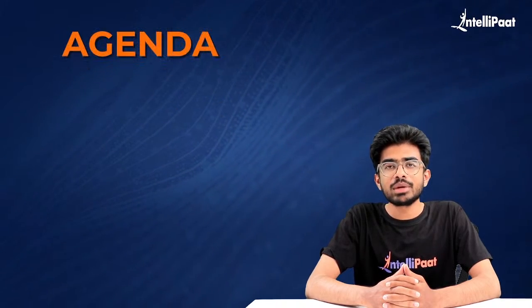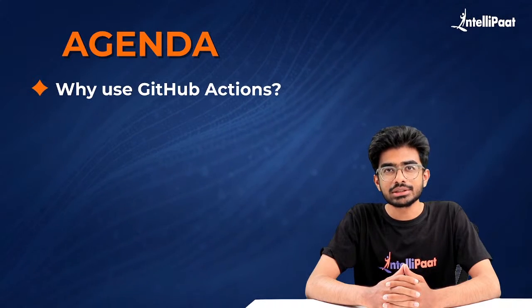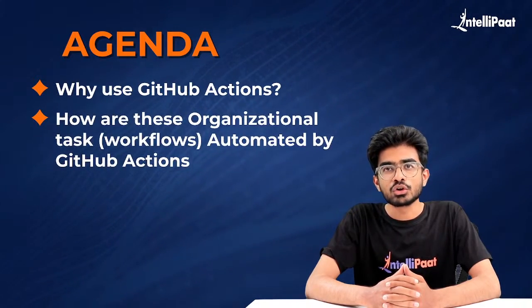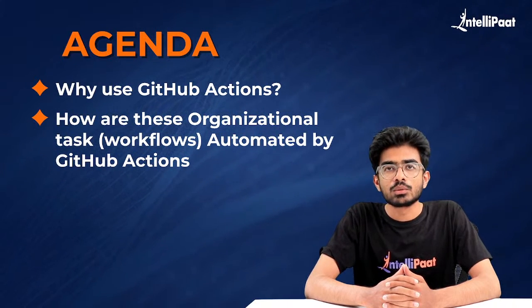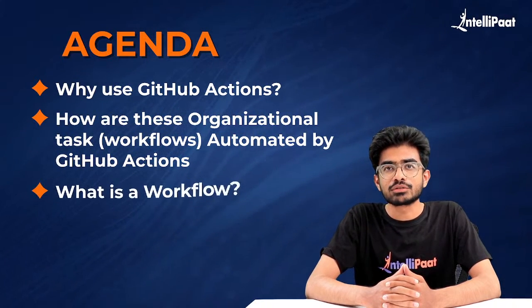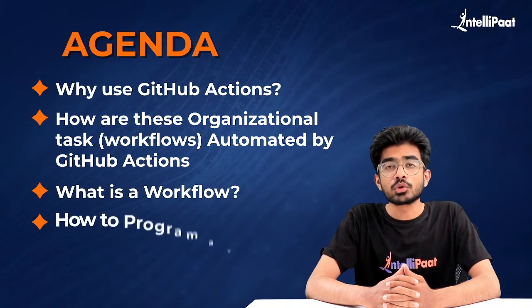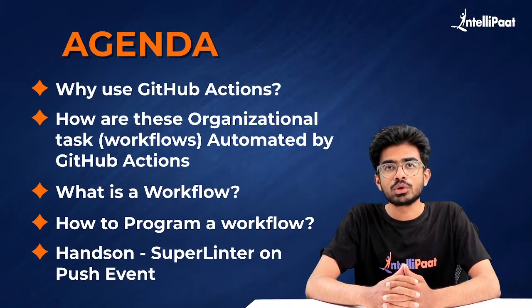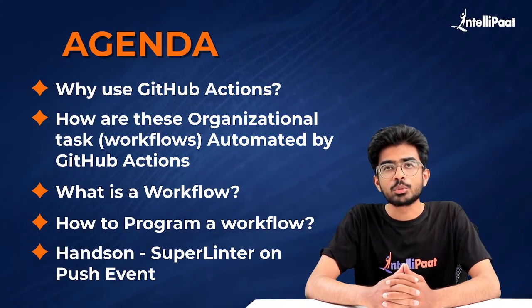Now let us take a look at the agenda for this video. Firstly, I'll be explaining why to use GitHub Actions, followed by how these organizational tasks are automated by GitHub Actions. Next I'll be talking about what a workflow is, followed by how to program a workflow, and finally we will have a hands-on session where I'll be explaining how to implement a super linter on a push event in GitHub.